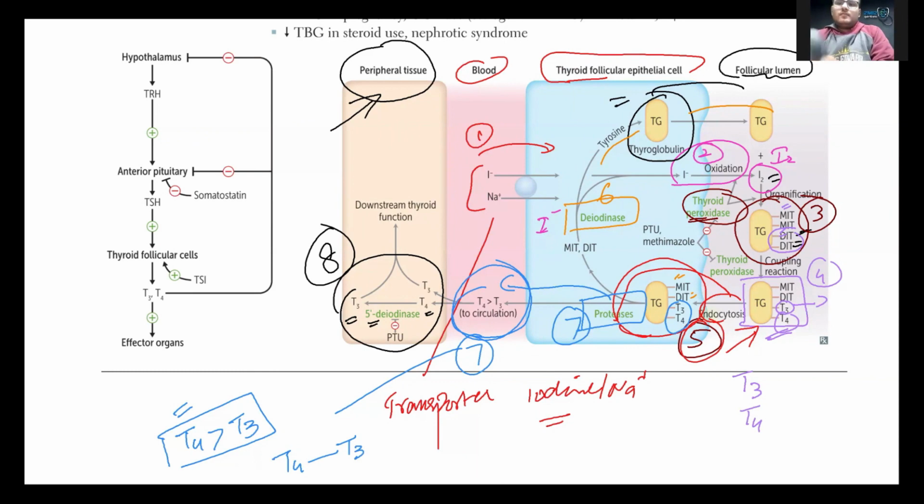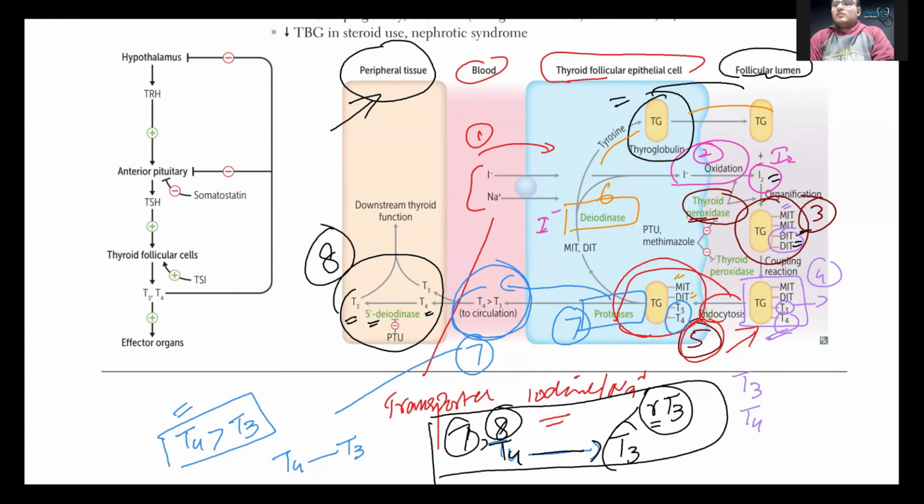Now, there is another step here. It is not written here. In step number 8, when T4 is converted into T3, there is also production of reverse T3. This is also a compound called reverse T3. In points 7 and 8, you should also know this. When there is T4 to T3 conversion, there is also production of reverse T3. We will study in our next slides what euthyroid sick syndrome is, and the significance of reverse T3 there. Okay, is that clear?